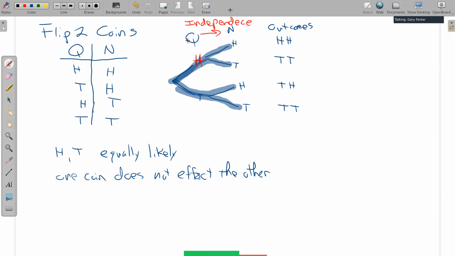So since I have independence here and the heads or tails for either coin are equally likely, then each of these end results here are equally likely. So I have 4 outcomes, so each must have a 1/4 chance of happening.